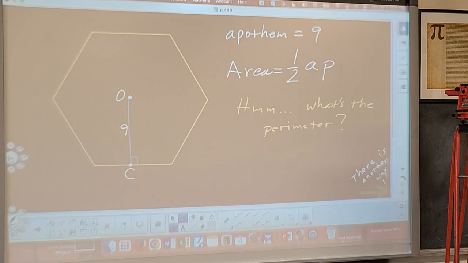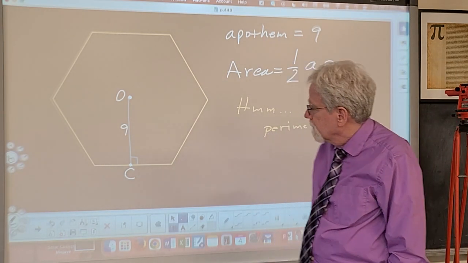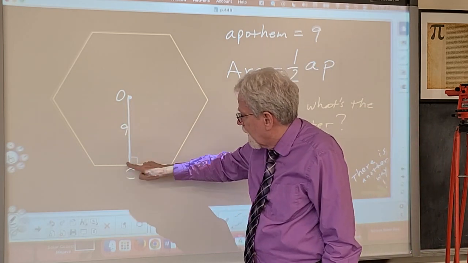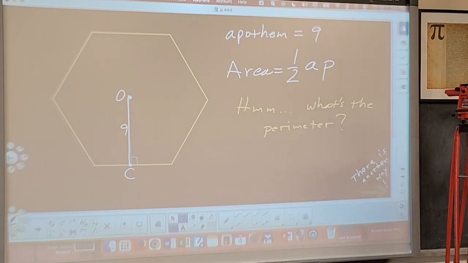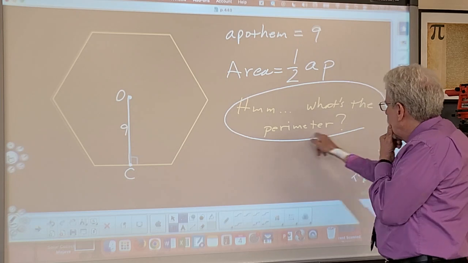An example. Here's a regular hexagon. We're given the apothem is 9. We need to know the area. But wait a moment, we have a problem. What is the perimeter?